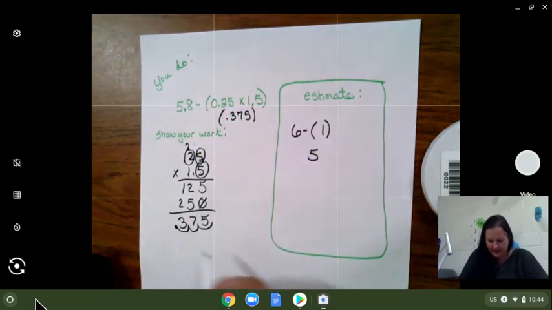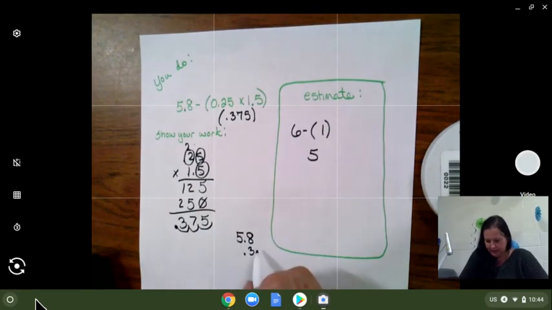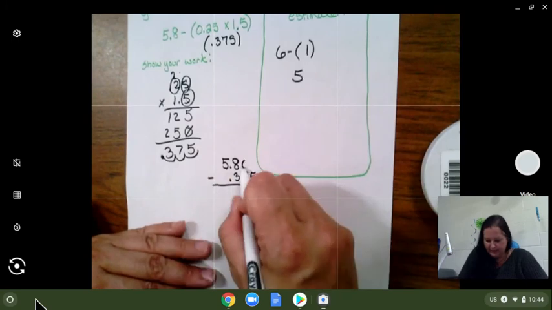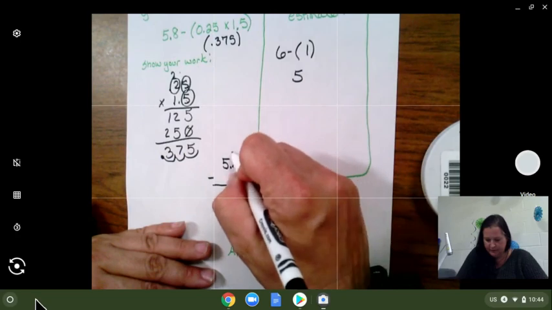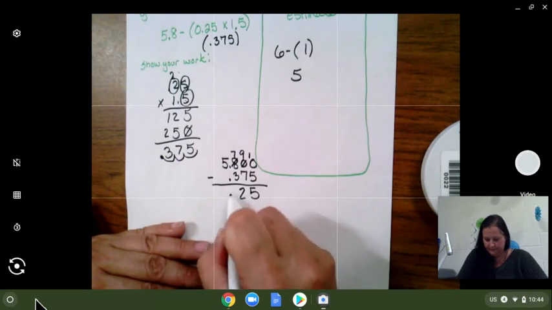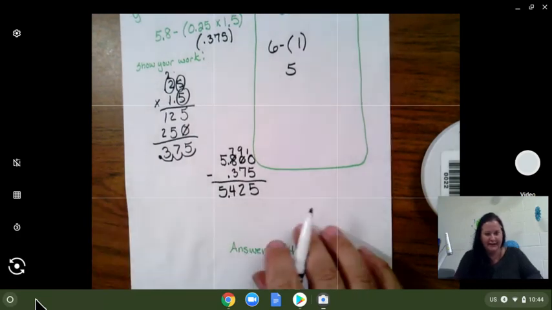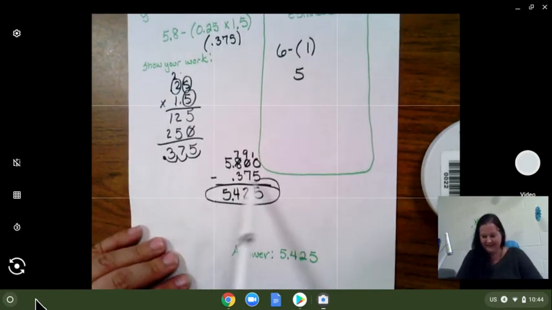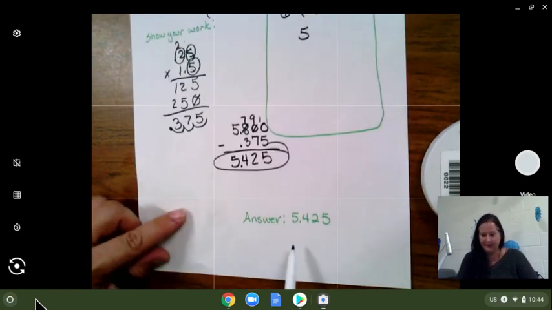We still have to take this and subtract it from 5.8. When you subtract, you need to line up your decimals. So make sure that the 3 in the tenths place goes right under the 8. Like this, and then we're going to subtract. We're going to add in some placeholders. Turn the 80 to a 79. And that is our answer. Okay, we would put that right underneath our answer. And I think I've run out of time today, so there is our answer.